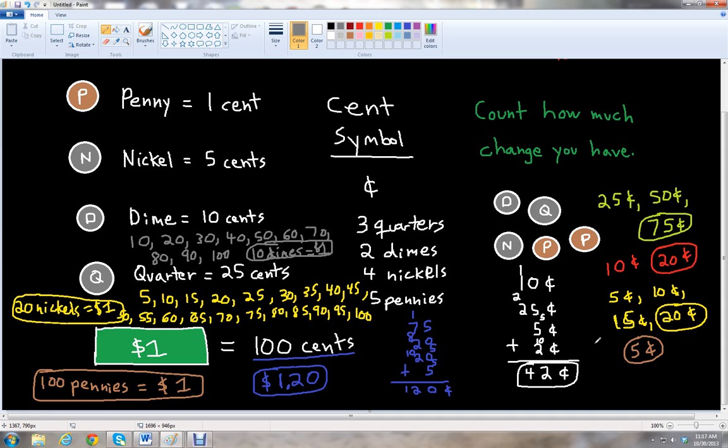Okay, and then the last but not least, let's look at the quarter. We have 25 cents for the quarter, and so we're just going to count by 25s. So we have 25, 50, 75, 100. So we stop there, 100 cents. So count the number of quarters, 1, 2, 3, 4. So we know 4 quarters equals $1.